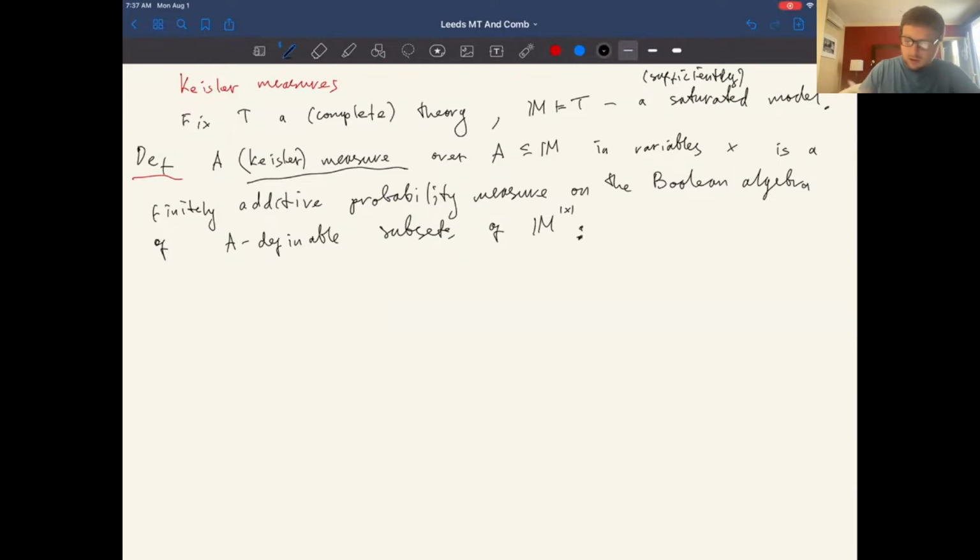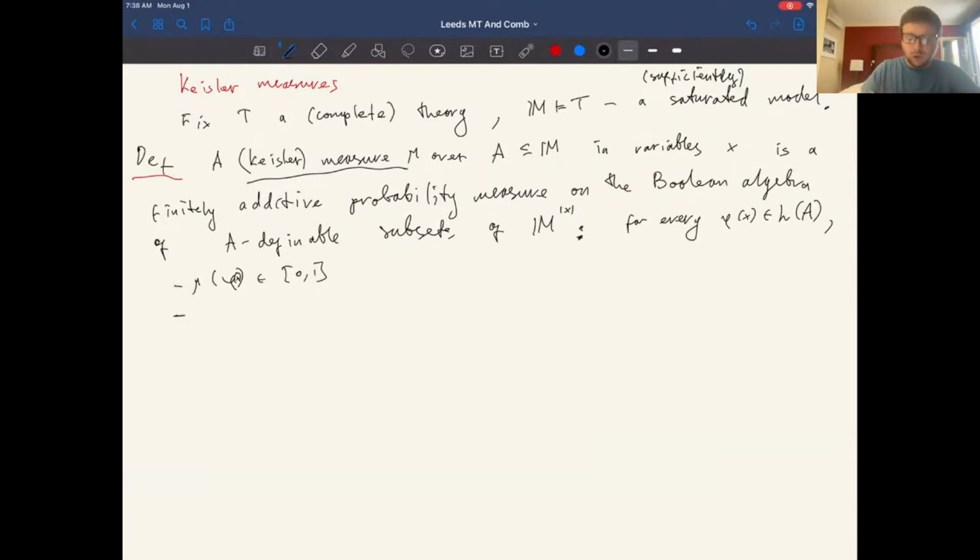So this means that for every formula phi of x, a formula with parameters in A, because I'm going to basically identify formulas and sets that they define in this model. So for every formula, let's say this measure mu satisfies the following. The measure takes values in the interval [0, 1]. So mu of phi of x belongs to the interval [0, 1]. This is the part saying that it's a probability measure.